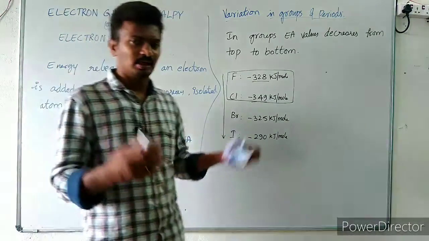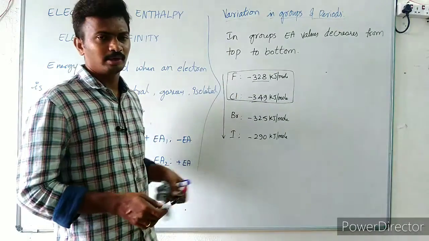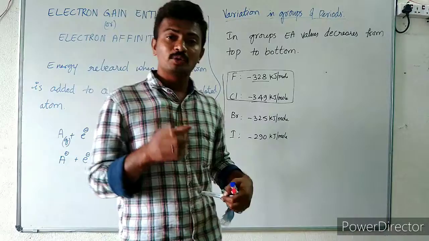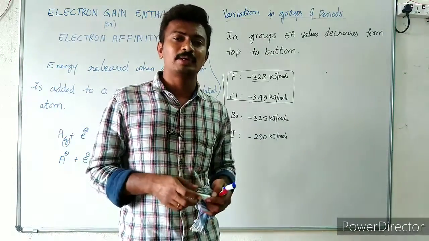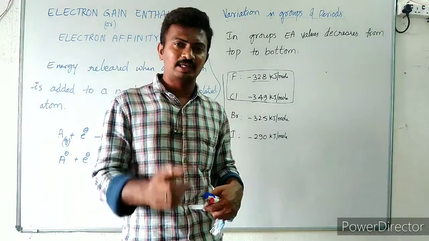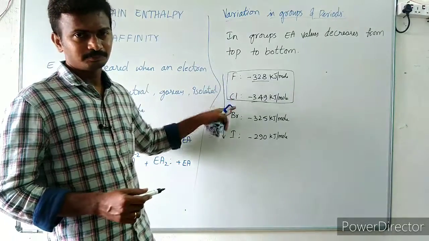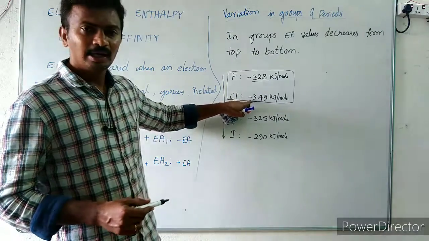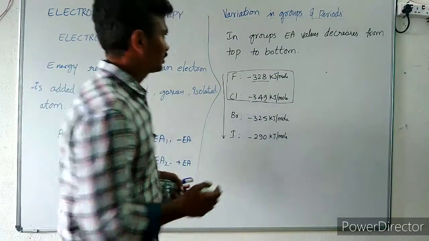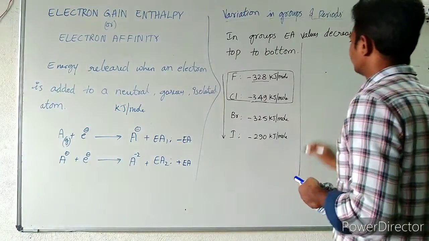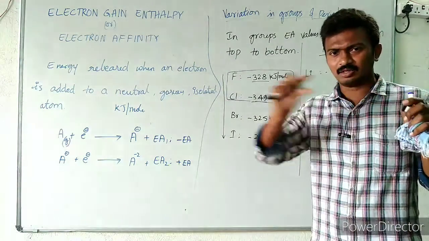Whereas in the case of chlorine, it is as usual. Actually, fluorine should have somewhat greater values than chlorine. But due to the size factor, the accommodation of the incoming electron is difficult, and therefore it liberates a lesser amount of energy. Right? So this is a very frequently asked question: why does chlorine have a greater electron enthalpy than fluorine? So this is the reason.